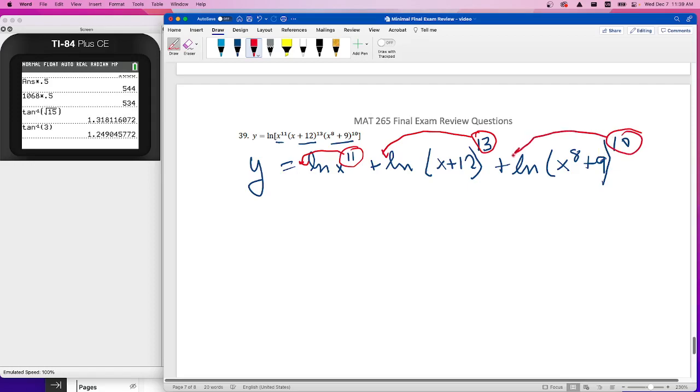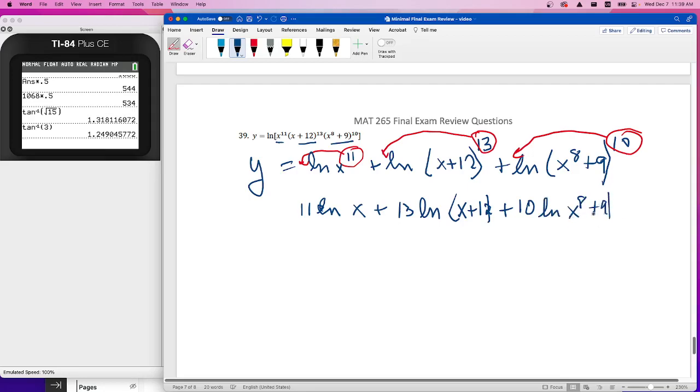You don't have to worry about chain rules so much, a little bit, because we still got stuff inside here, but it makes it simpler. Okay, so those are all going to come down in front. So really what I'm doing is 11 natural log of x plus 13 natural log of x plus 12. It's going to be pretty simple. Plus 10 natural log of x to the 8th plus 9.